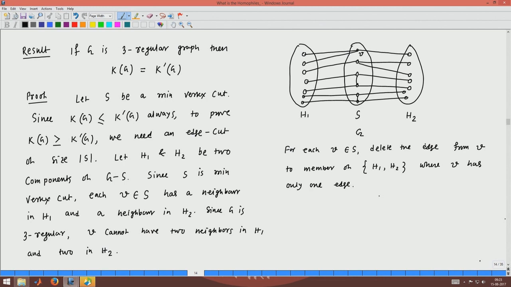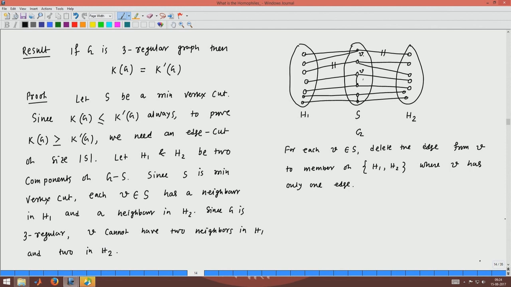So, what we want to say is that we need to delete one edge corresponding to one vertex, because we want to construct an edge cut of size S only. So, in this case for this V, we choose this edge, we delete this edge. For this V, we will delete this edge, because it says that for every V, delete the edge from V to a member of H1 or H2, where V has only one edge.